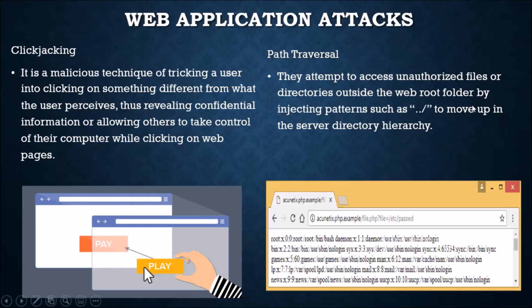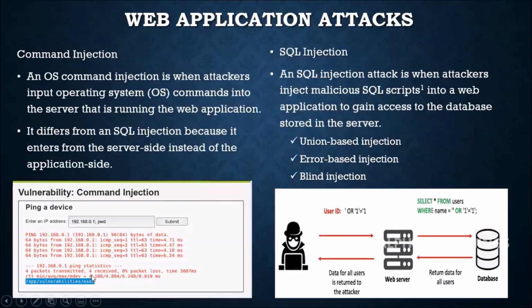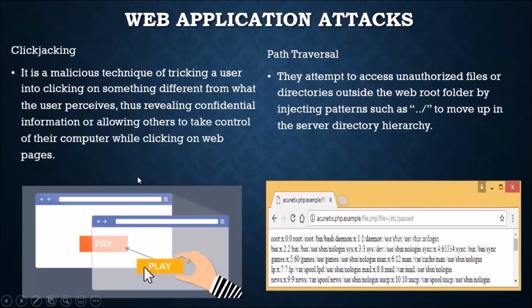Path traversal. As we saw earlier in OS command injection, this is the path of a directory which contains the files related to the website: app/vulnerability/exe. This is called the path. What I will do is, in the web application, if the input is not sanitized properly or the input validation is not being done properly, I will be able to browse through these directories.